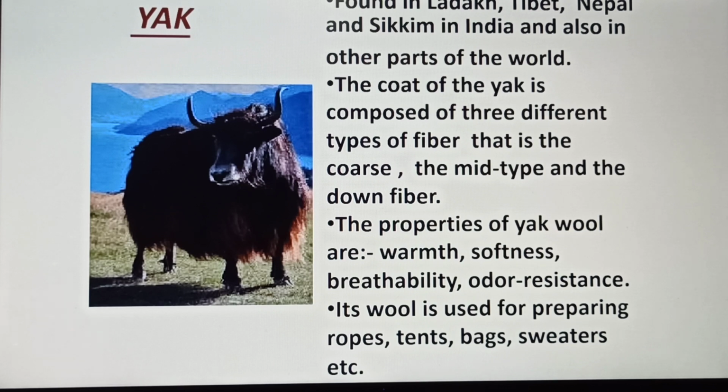Yak. Yak is mainly found in Ladakh, Tibet, Nepal and Sikkim in India and also in other parts of the world. The coat of yak is composed of three different types of fibers, that is your coarse, that is the outer covering, the mid type and the down fiber, that is the skin. The properties of yak wool are warmth, softness, breathability, odor resistance. Its wool is mainly used for preparing ropes, tents, bags, sweaters, etc.